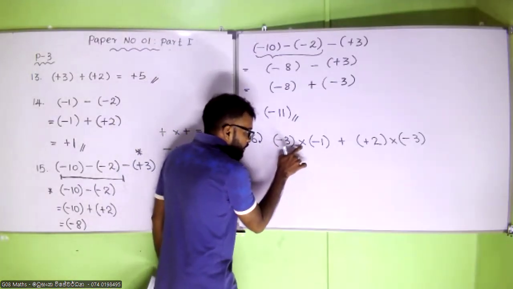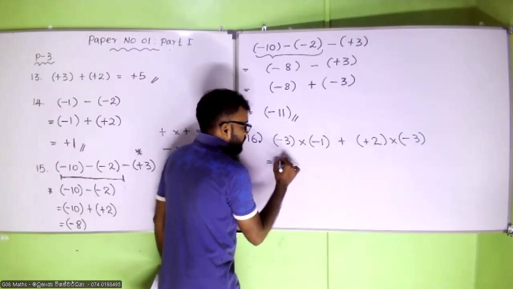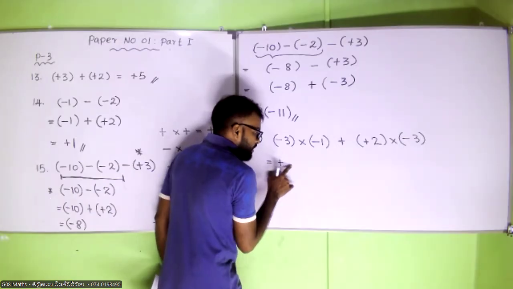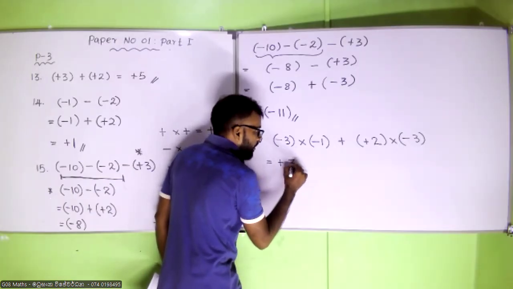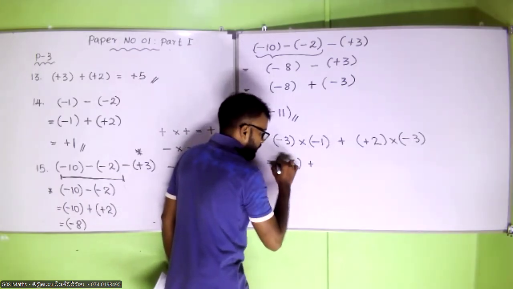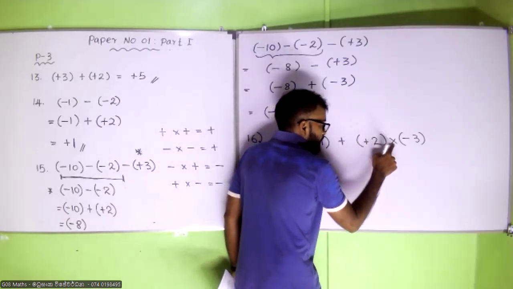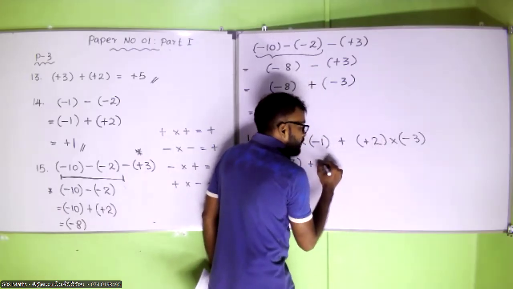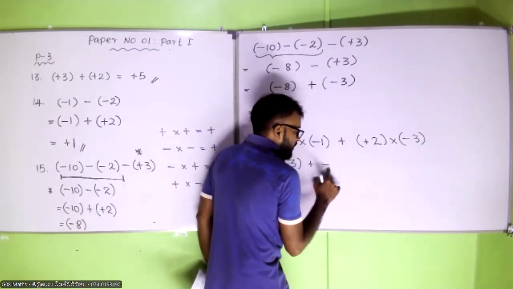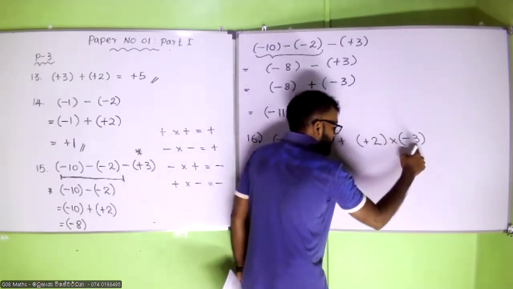Negative multiplied by negative. What is the sign? Positive. 3 multiplied by 1. What is the number? 3. So here we have a positive sign. Now here I have positive multiplied by negative. What is the sign? Negative. So if we have a negative number, we better put it inside a bracket. 2 multiplied by 3. What is the number?